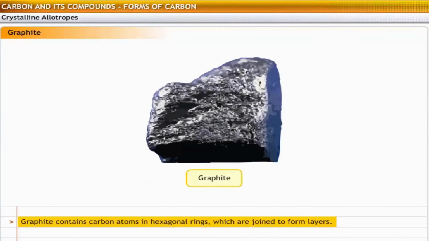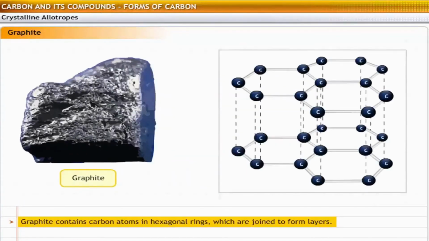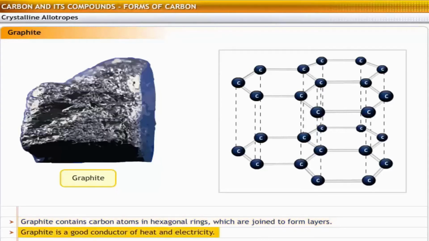Graphite contains carbon atoms in hexagonal rings, and the rings in turn are joined together to form a layer. A series of such layers are piled one over the other. The layers of carbon can slide over each other because there are no strong covalent bonds between the atoms of 2 adjacent layers. Since graphite contains free electrons, it is a good conductor of heat and electricity.